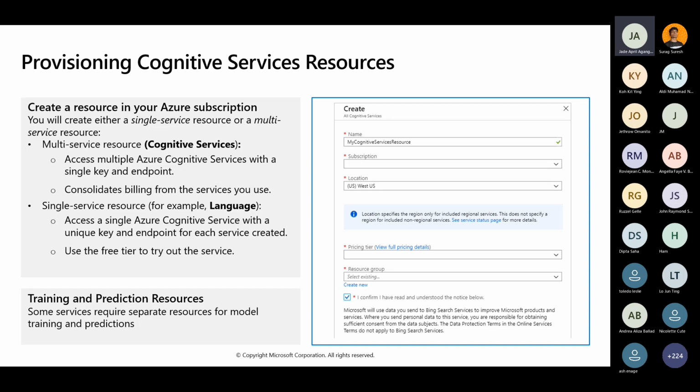We create a resource in Azure subscription. Then we have the single service resource or the multi-service resource. And with multi-service, you could have access to multiple Azure Cloud services with a single key and endpoint. The single key and endpoint is when you were able to successfully create your resource group, then this single key and endpoint will come out in the next screen.